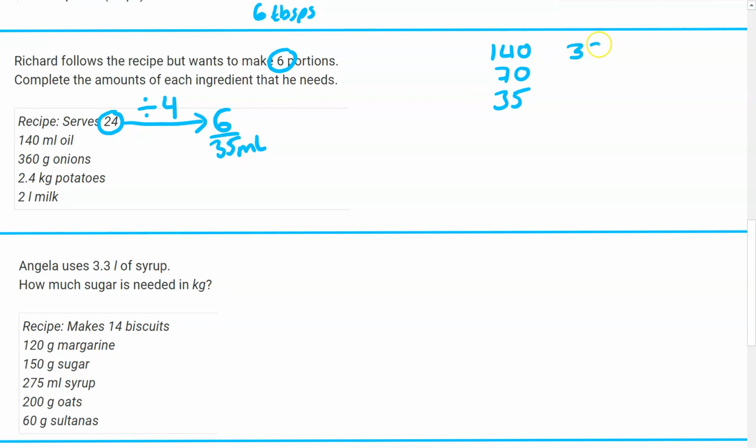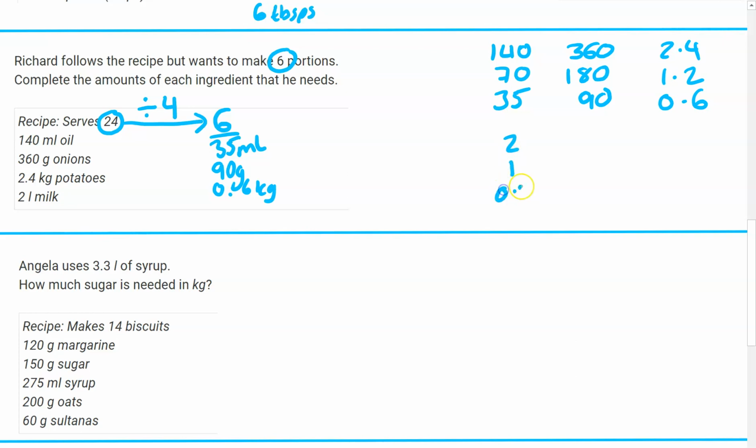If I start with 360, half it's 180, half it again is 90. So I want 90 grams of onions. 2.4 kilos, half of 2.4 is 1.2 and half of that is 0.6. So 0.6 kilograms of potatoes and 2 litres, so 2, half that's 1, half that's 0.5. 0.5 litres. Again, just watch out.